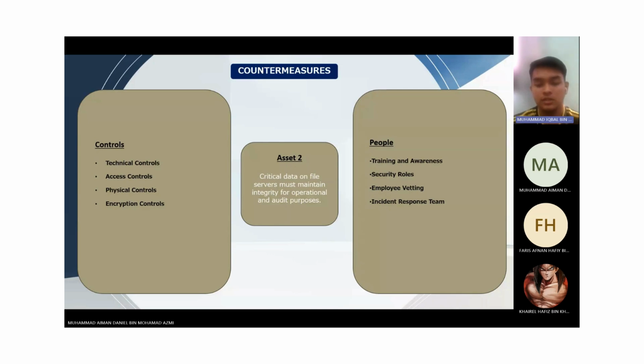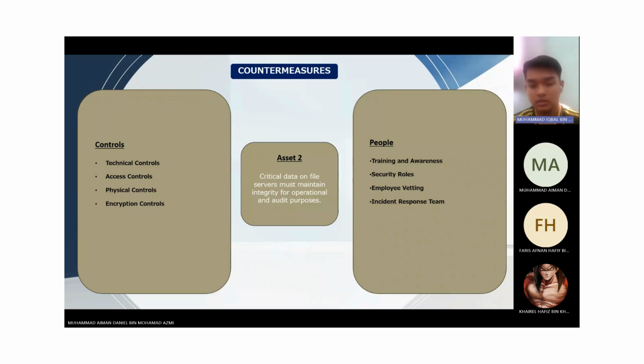Lastly, the first one, which is technical control, where we implement firewall, intrusion detection and prevention systems, IDS, IPS, and antivirus software to protect the network and file servers. Secondly, we use access control, using RBAC, MFA, and strong password policies to control access to sensitive data. And then physical control, secure server room with access control system, surveillance cameras, and environmental controls. And lastly, encryption control, use industry standard encryption protocols for data at rest and in transit.